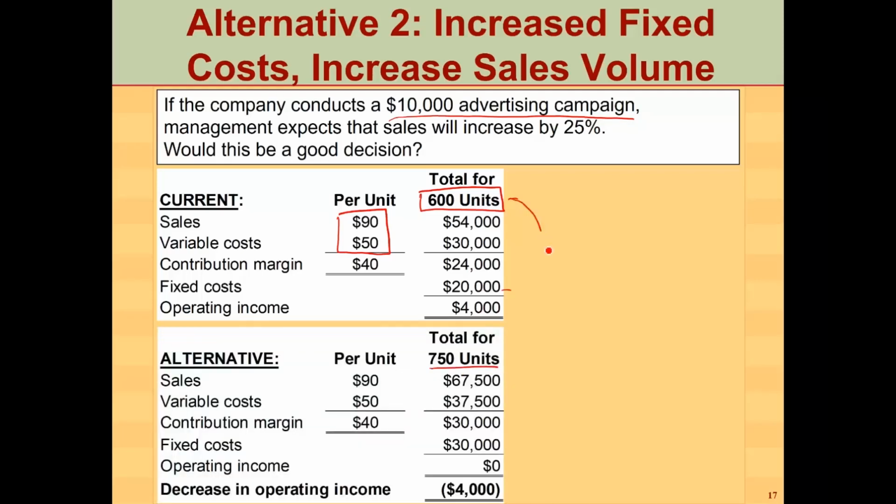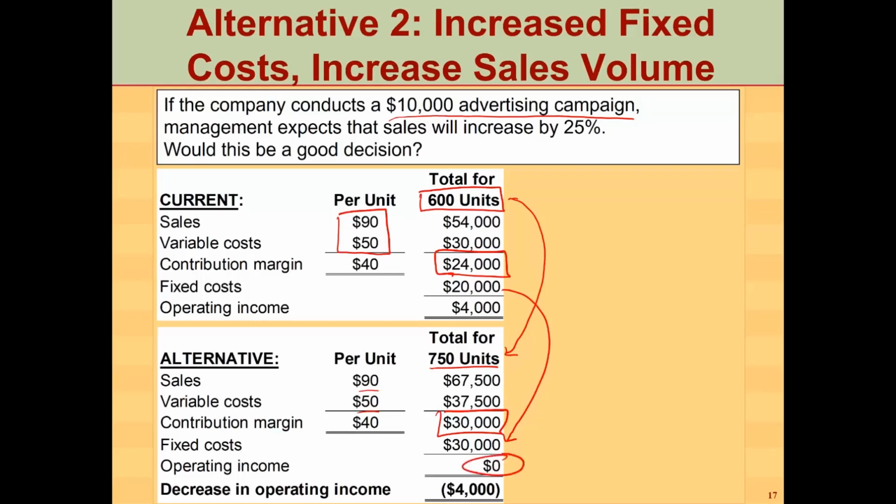That is a 25% increase from before. The 90 and the 50, as we said, stay the same, but I have a 10,000 increase in fixed cost. That was the cost that I had to pay for the advertising. As a result, yes, this went up. The 30,000 is now my contribution margin. It was only 24 before, but that extra fixed cost was a big deal. So that extra fixed cost more than ate away my increase in the contribution margin.